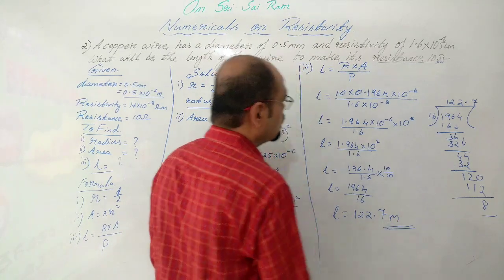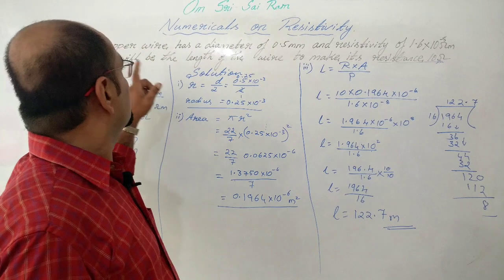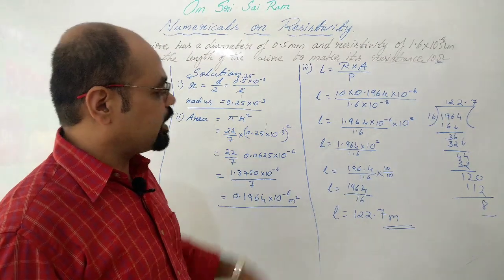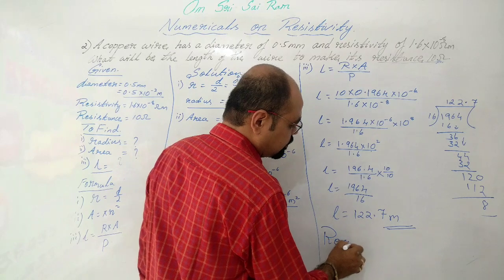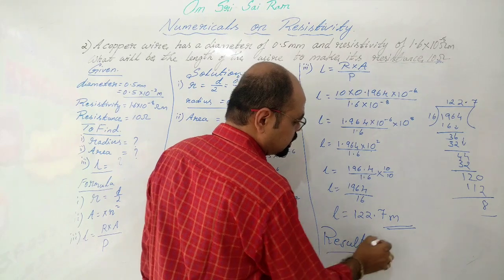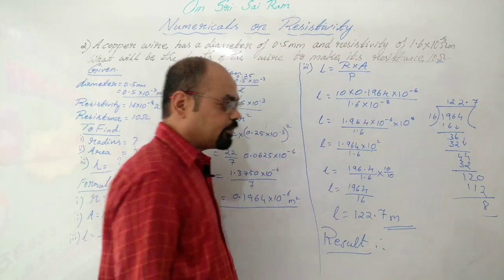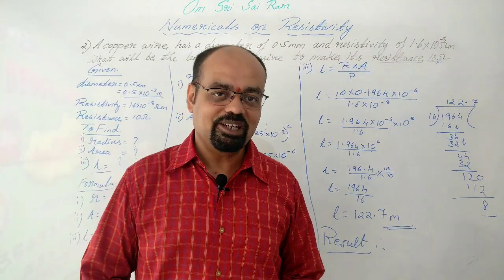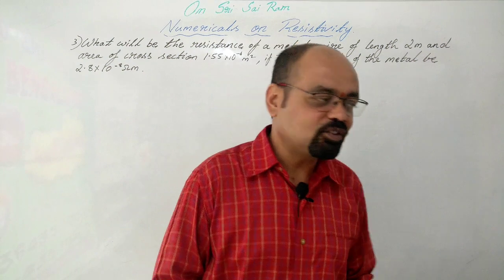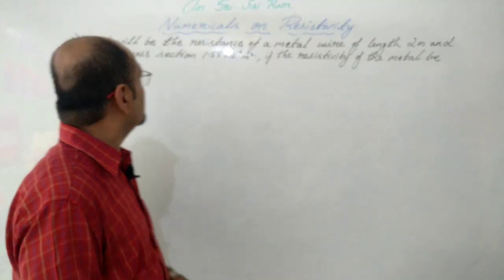So the question was, what will be the length of the wire? In the result you can write here that therefore the length of the wire is 122.7 meters. Now let's move on to the next numerical.